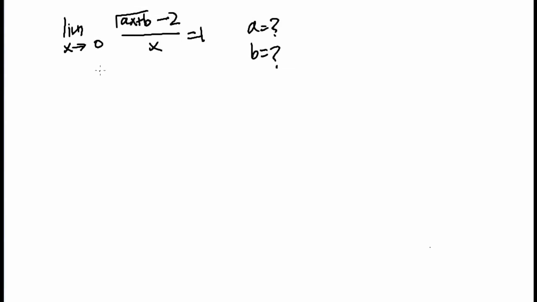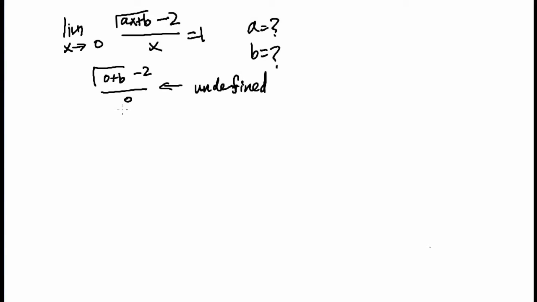So what happens if we just plug in 0? We plug in 0, we get square root of a times 0 plus b, minus 2, over 0. And that's undefined. Whoops, undefined. Sorry, a bit of lag. Which means, in this case, we can't just find the limit by plugging in 0. So that's strange. So how do we make that limit 1?